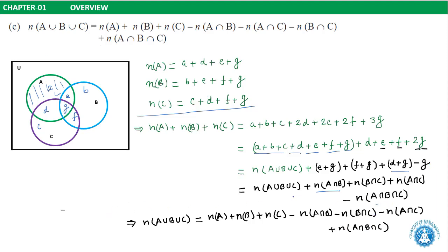So by manipulating some elements left and right, we can write the number of elements in the union of all sets equals n(A) plus n(B) plus n(C) minus the intersections of pairs, plus the intersection of all three. So this is an easy proof.